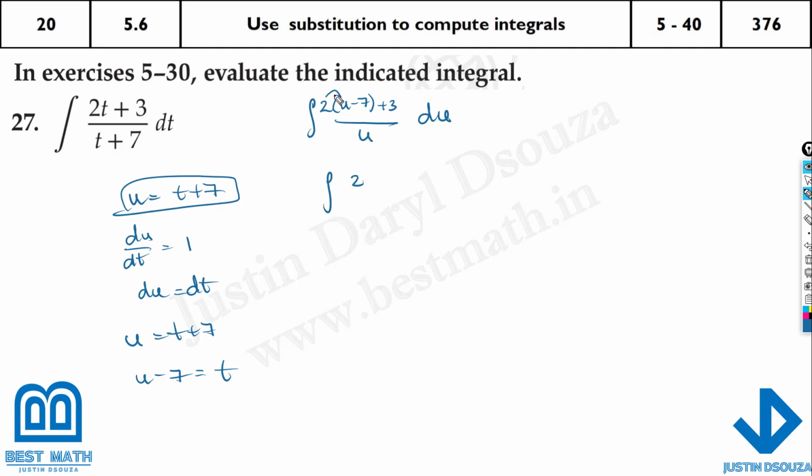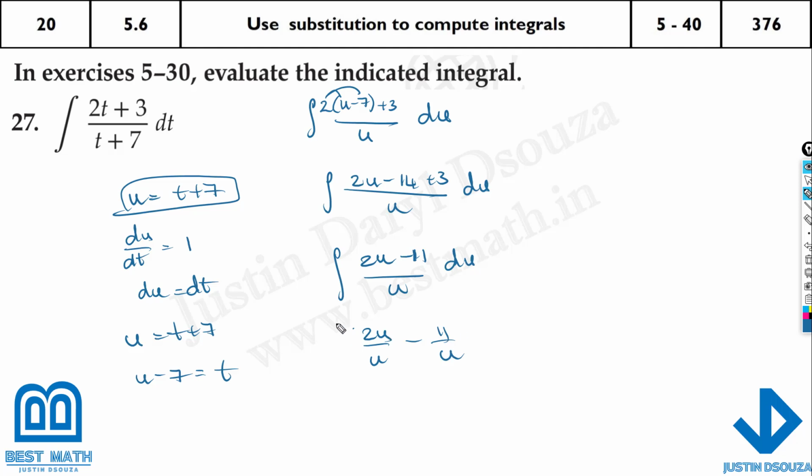Let me simplify this, it'll be 2 multiplied by u minus 7. So it'll be 2u minus 14 plus 3 divided by u, that is du. And here we have 2u minus 11 divided by u, that is integration of du. And what else? Let's split them up. 2u by u minus 11 by u, integral du over here and over here, integral as well. This is minus. So first one will be just 2, integration of 2 du. The second one will be minus integral 11 by u du.